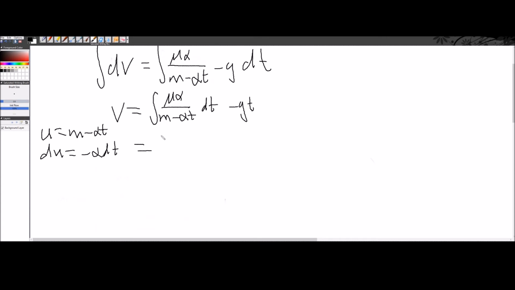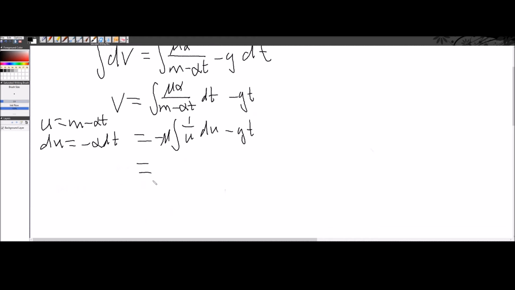Take the alpha dt, take the mu out, and put a negative sign inside to compensate for this one. You put alpha as part of this, so you get du, 1 over u du, minus gt. I can just integrate it as a log function, so negative mu times ln of the absolute value of u. The absolute value of u is just m minus alpha t. So you plug that back in, and you get minus gt. And now you integrate it, and you've got to add a constant of integration.